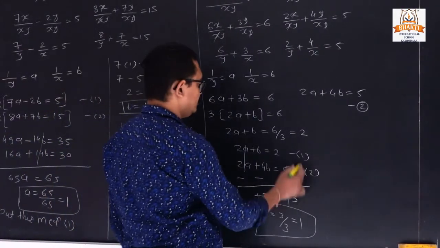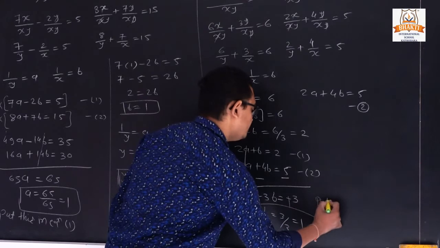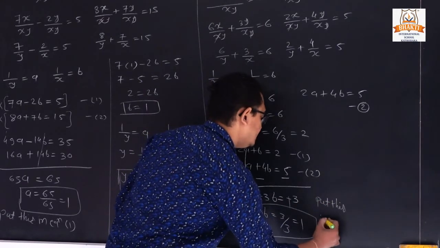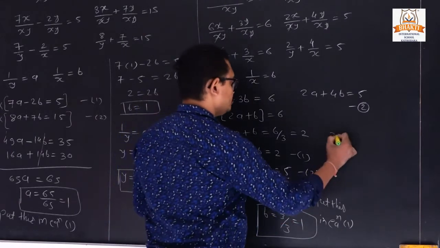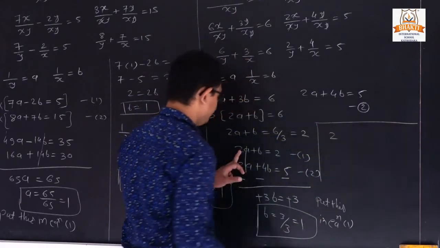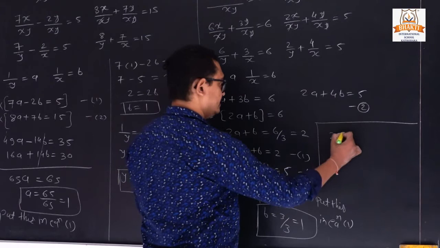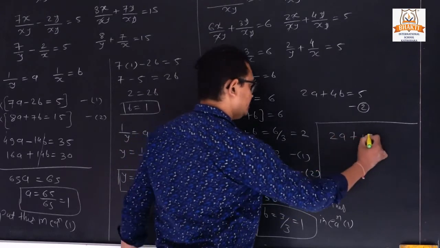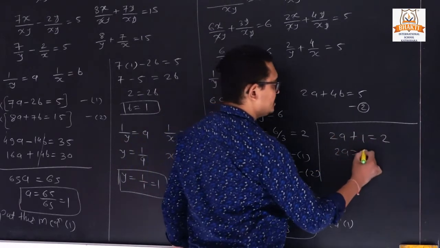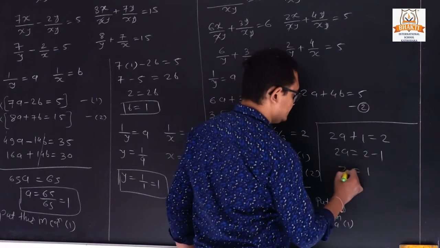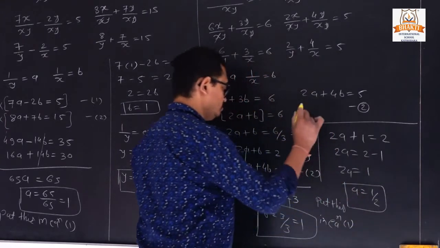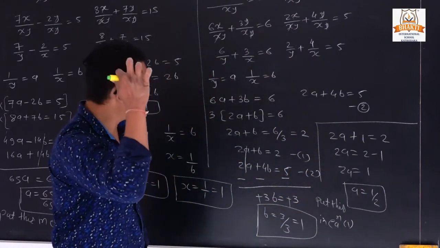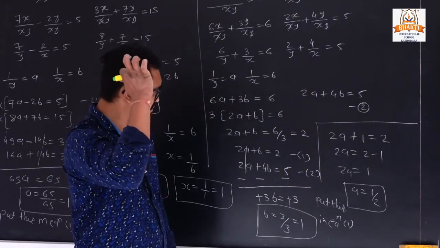Now put this value in 1 or 2. Put this in equation number 1. So 2a plus b is equal to 2, and b is 1. So 2a is equal to 2 minus 1, so it is 1. So a is equal to 1 by 2. Clear? A is equal to 1 by 2.